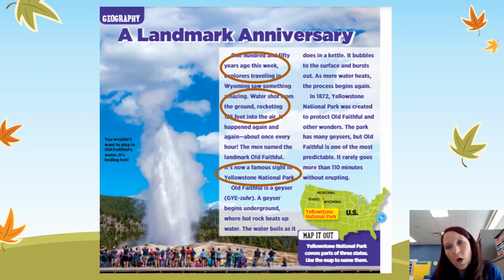So I needed to find one more detail that makes Old Faithful famous. And I was looking here toward the end of the text, and it says that Old Faithful is one of the most predictable. That means that you can really count on it happening. And it says it rarely goes more than 110 minutes without erupting. So you could almost set a clock to it and say, okay, it's going to erupt at this time. So I found my main idea and 3 supporting details that give me more information about the main idea. So let's look at a paragraph and how it would look in writing.